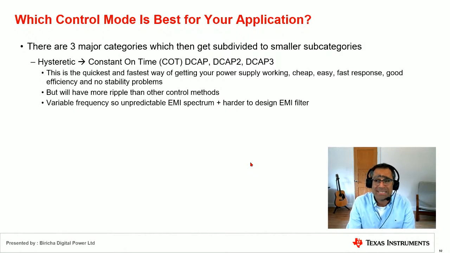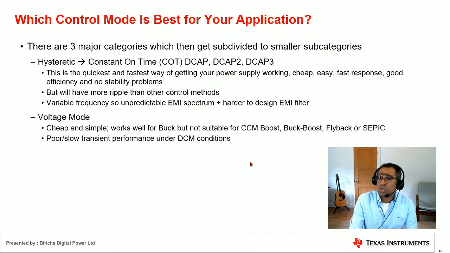They are cheap, they're easy, they have fast response, they've got good efficiency, and they don't have any stability problems. So you can imagine that you don't have to worry about the stability. That will really speed up your design. However, they have more ripple than other control methods, and the frequency is not fixed. And of course, if the frequency is not fixed, then it will have an unpredictable EMI spectrum, which makes the designing of the EMI filter a little bit harder.